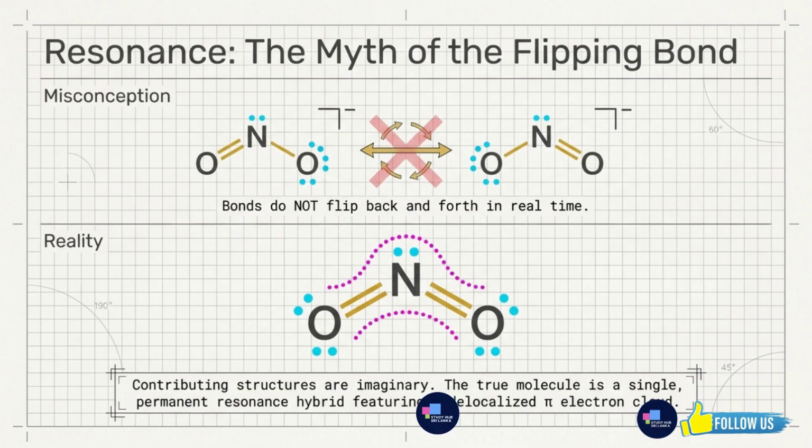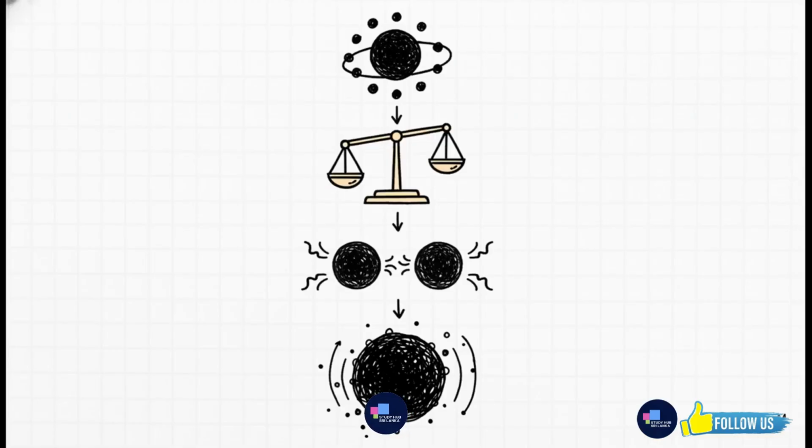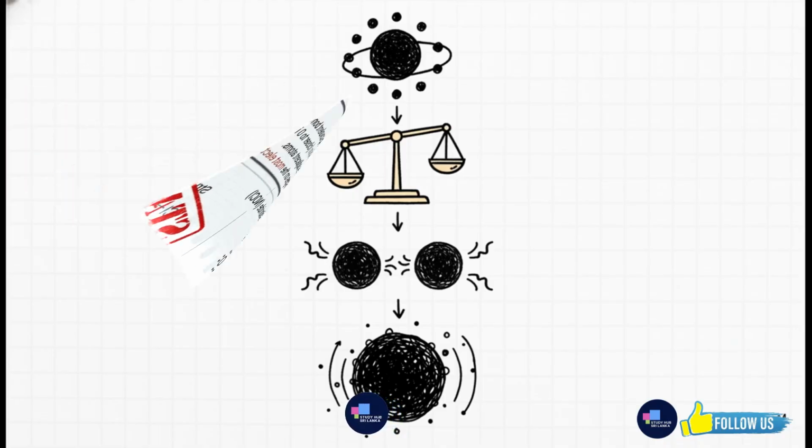The reality is the structure you see at the bottom. Those contributing Lewis structures, they're totally imaginary. The true molecule is a single, permanent resonance hybrid, featuring this beautiful delocalized pi electron cloud that spreads out smoothly over the whole molecule, making it incredibly stable. But sometimes you'll find one resonance structure is actually more stable than another. To evaluate competing structures, you absolutely must use this exact ranked checklist from your syllabus.